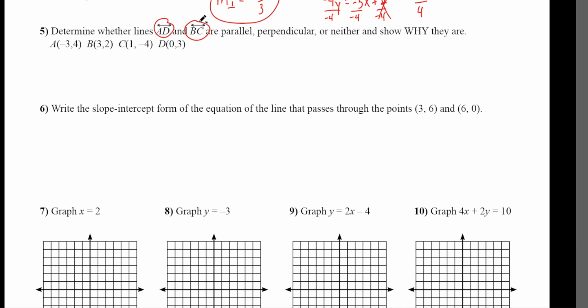All right, I'll use these markers. See these two lines? What are these two lines to each other? Parallel. What are these two lines to each other? Perpendicular. That's what we're doing, okay? This is line AD. This is line BC.